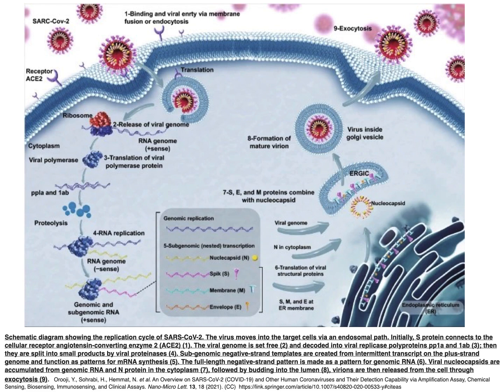messenger RNA synthesis. 5. The full-length negative strand pattern is made as a pattern for genomic RNA. 6. Viral nucleocapsids are accumulated from genomic RNA and N protein in the cytoplasm. 7. Followed by a budding into the lumen. 8. Virions are then released from the cell through exocytosis.